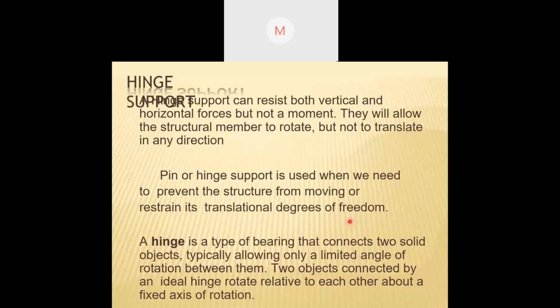Now we go to the next one, which is called hinge support.